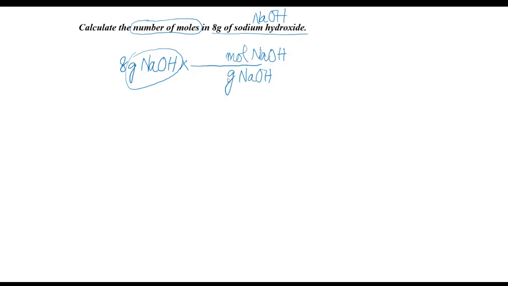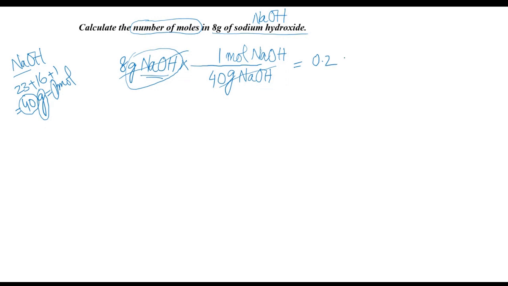Okay, students, when you write it like this, then you will calculate the molar mass of NaOH. What is the molar mass of NaOH? 23 plus oxygen 16 plus 1, that is 40 gram. I told you molar mass is equal to 1 mole. So with the gram, what is written? 40. Very good. And with mole? 1. So gram of NaOH cancel, and 8 divided by 40, what is your answer? 0.2 mole of NaOH. This is your answer.